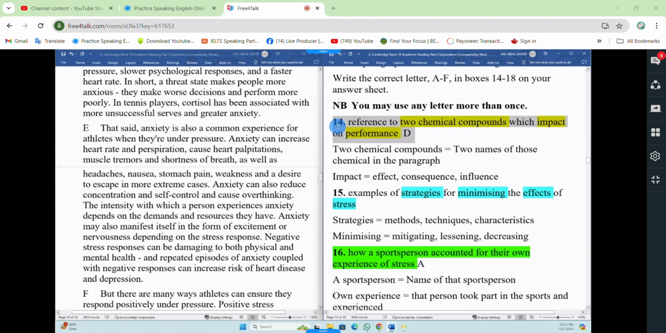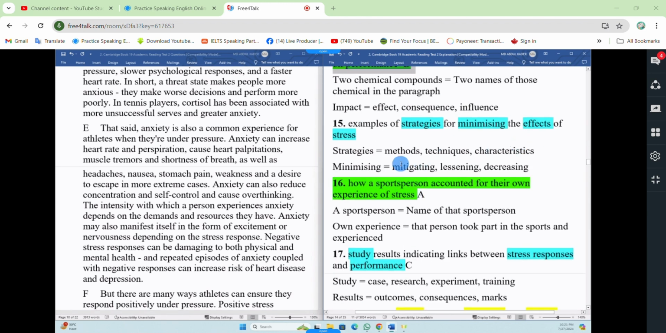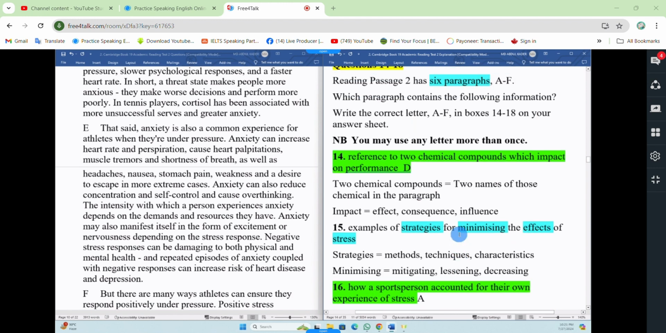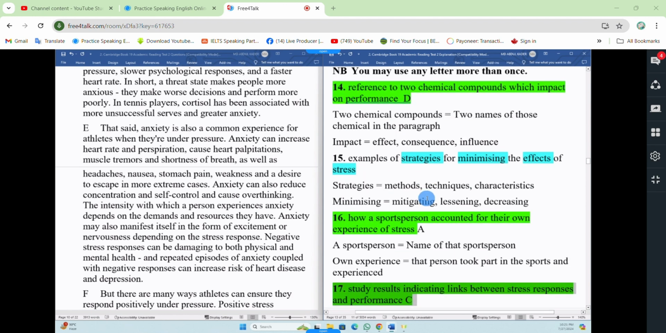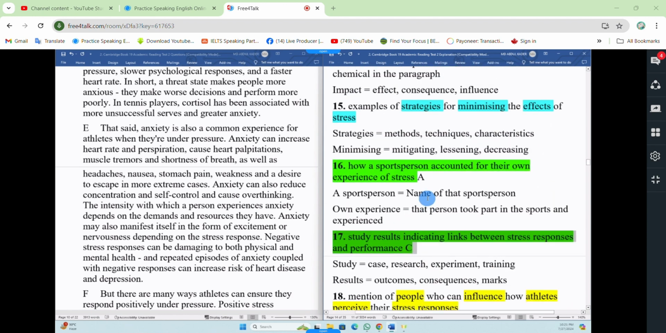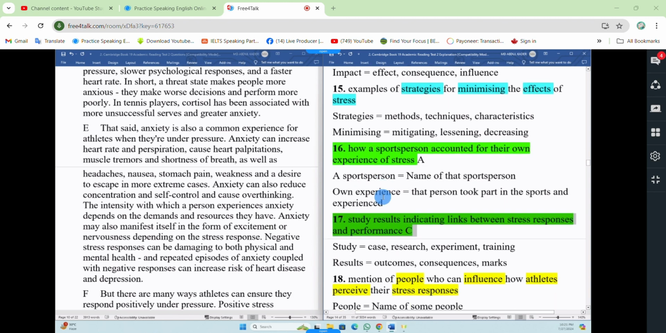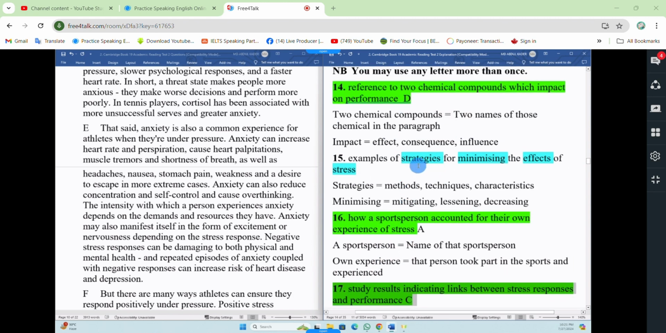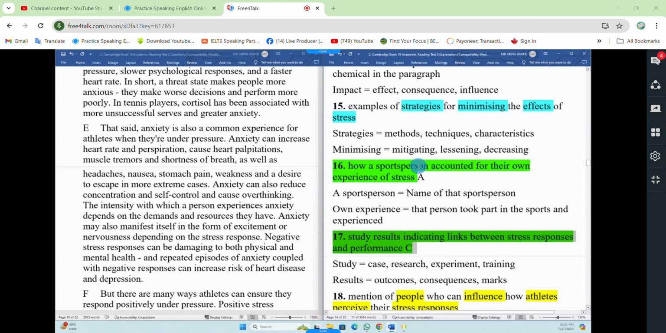So how many answers have we got here? Question number 14, we've got the correct answer. Question number 16, we've got the correct answer. And question number 17, also we've got the correct answer. So already three question answers we've got. Now another two questions are remaining. Question number 15 and question number 18. So question number 15 is all about strategies. Yes, now it's time to find some strategies.